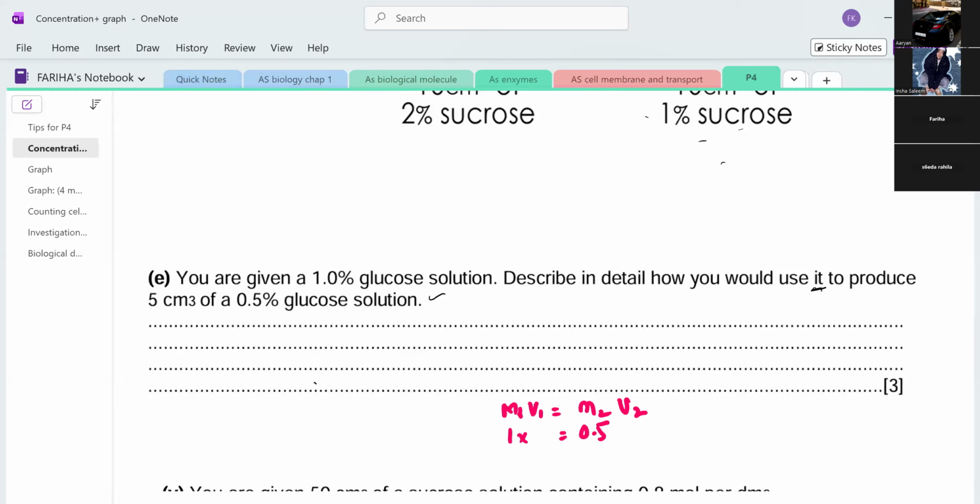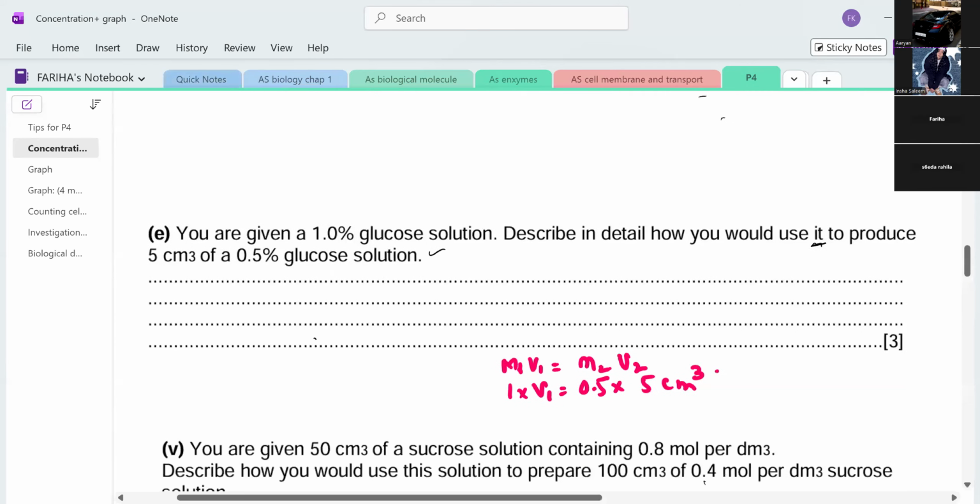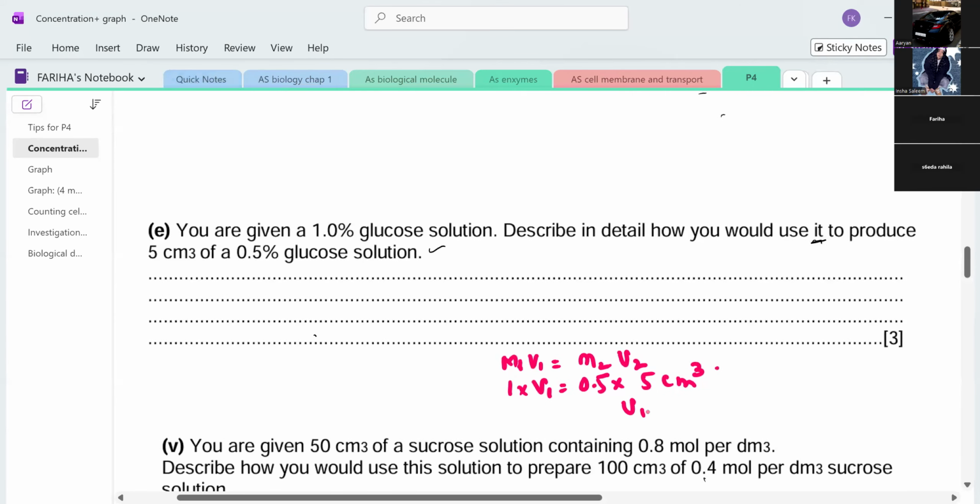What should be the final volume that we want to make? 5 cubic centimeter. Okay. So the volume of the stock solution that we need to extract is V1 is equals to 0.5 times 5 cubic centimeter is equals to 2.5. 2.5 cubic centimeter. So what should we do?